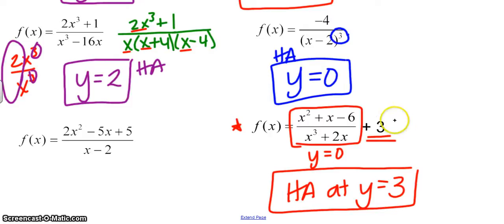Now, another way to do that would be to go through and find a common denominator and add these things together and then do your analysis. But it also helps to just find the horizontal asymptote of this and then add to it.